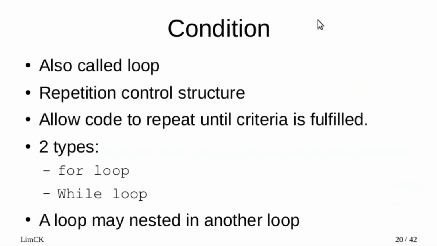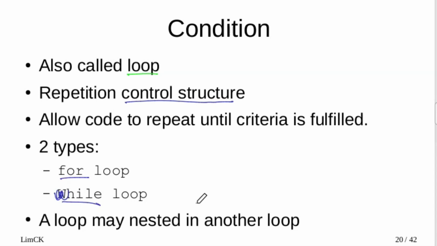Okay, now there is another concept in programming, something we call a loop. A condition or loop is a structure that allows us to repeat a part of the program until certain conditions are fulfilled. So we also call this a control structure. There are two types of loops in Octave. One is a for loop, the other one is a while loop. The w should be a small letter. Also, as in other programs, a loop can be nested in another loop.